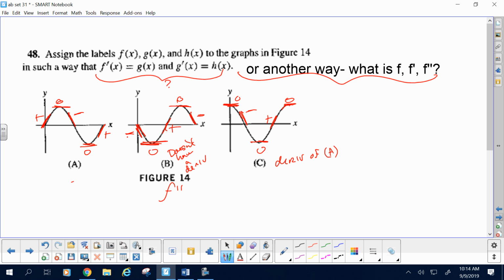Yeah, this looks like the derivative of this must be B. So tell me, what do we got here? This is F double prime, we said. This must be F prime, and this is F. Okay? Do you want to look at the graph sketch, the derivative sketches of the last ones?